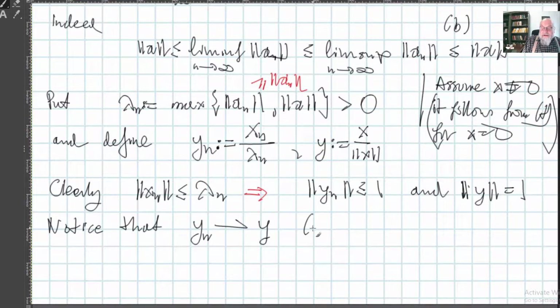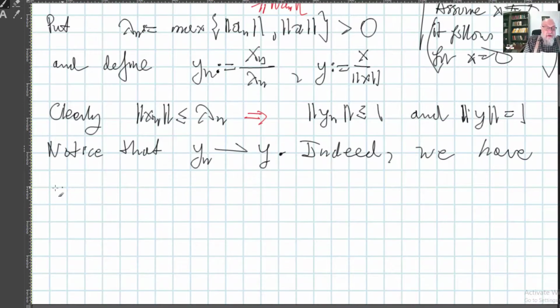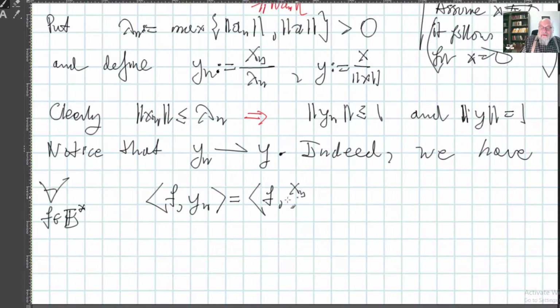So put it like this. Indeed, we have, let's write it down, so I have here the following thing. For every f belonging to E star, we have, write it down, f of yn, and this will be equal to, what is this? Let me write it down. This one is equal to f of xn divided by lambda n. But that one is equal to f divided by lambda n on xn.